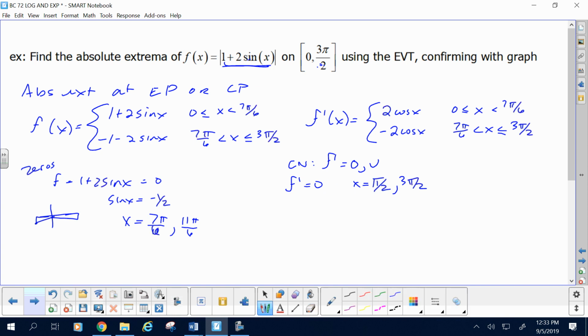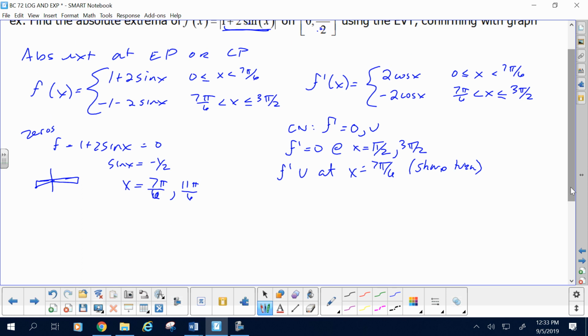What about f prime at d and e? f prime is undefined at... what causes it to be undefined? Sharp turn. Do I have a sharp turn here? Yeah, it's 7 pi over 6. There's a sharp turn. All right, so I have really 2 critical numbers and 2 endpoints, or 4 candidates altogether.